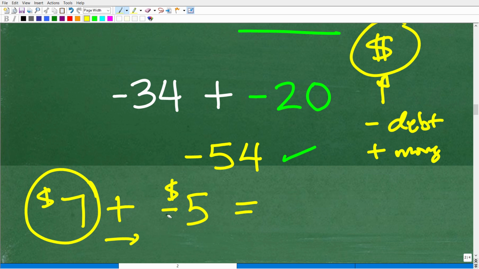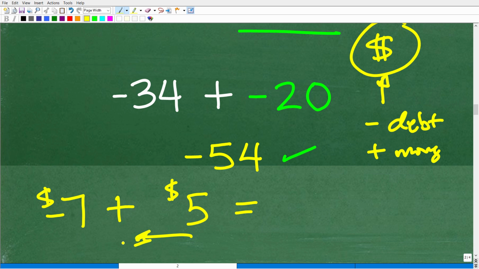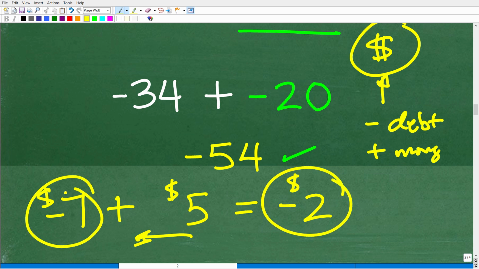Now let's switch this around a little bit, and let's suppose you owe someone $7. Now you're like, oh boy, I owe someone, but I only have $5. This person comes up to you and says, "Hey, give me back my $7." You're like, "Well, I can't give you back your entire $7 because I only have $5, but I'll give you my $5, but I still owe you $2." So my financial situation is my debt has decreased from negative 7 down to negative 2.